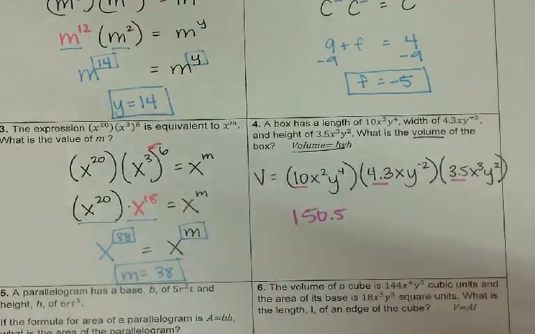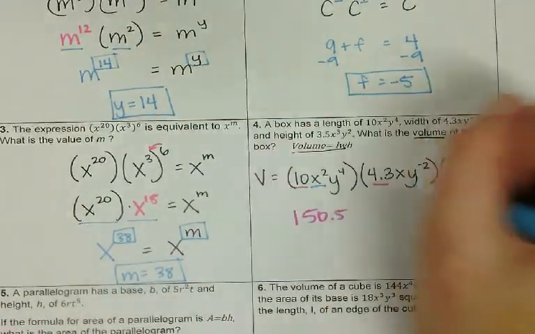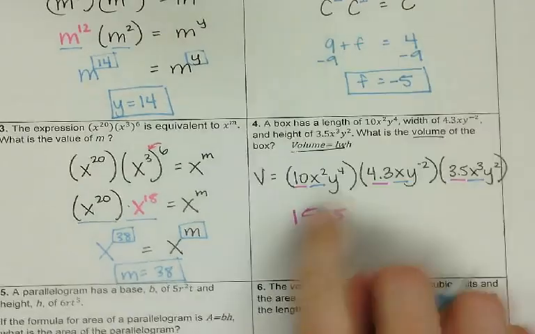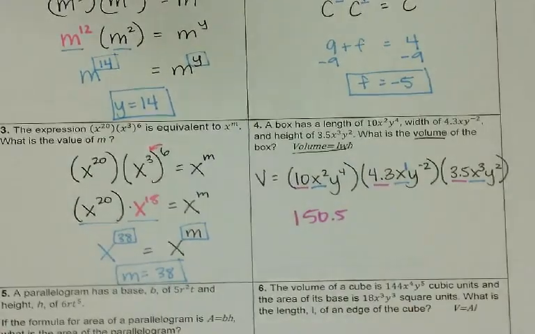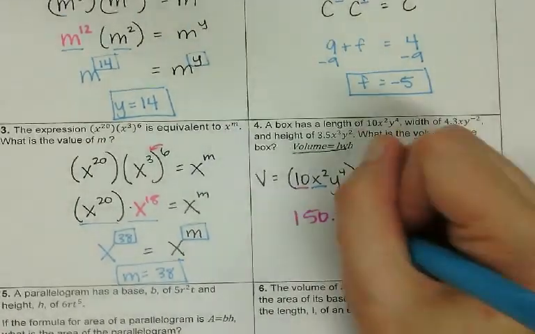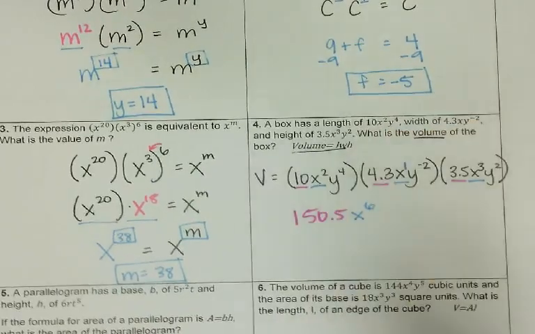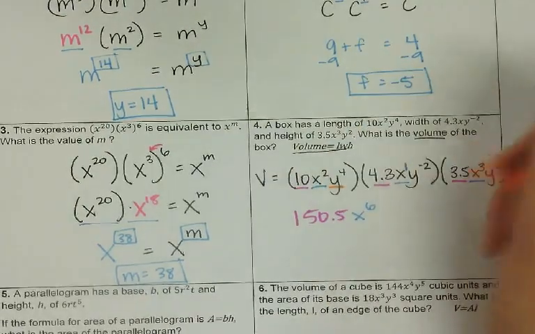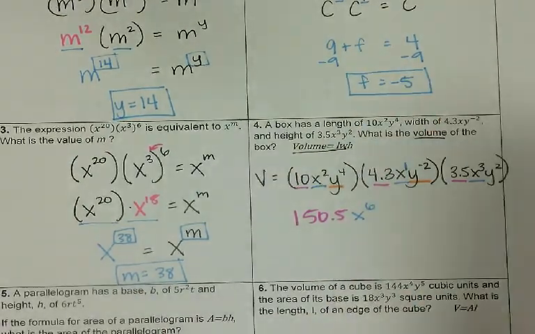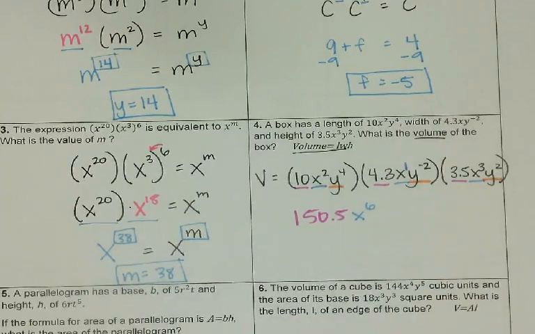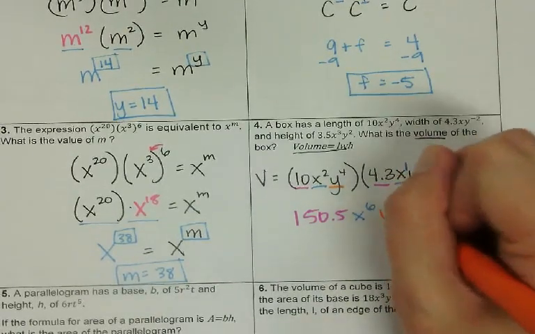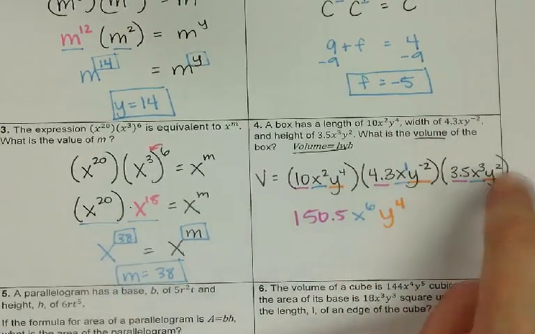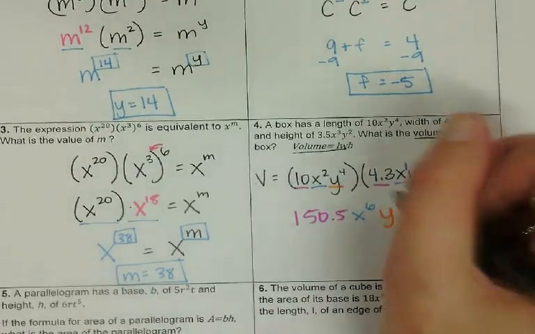Now, what do we do to our exponents? Add them. So we have x squared, x^1, and x^3. So that gives me x to the 6th. And then this one's interesting because we have a negative exponent, but we can still add them. y^4, y^-2, and y positive 2. So that gives me y^4. 4 minus 2 plus 2 is y^4.